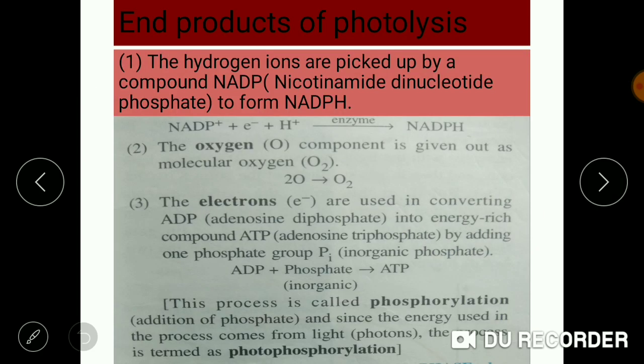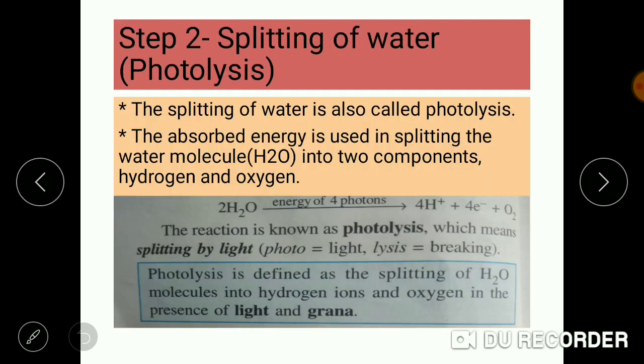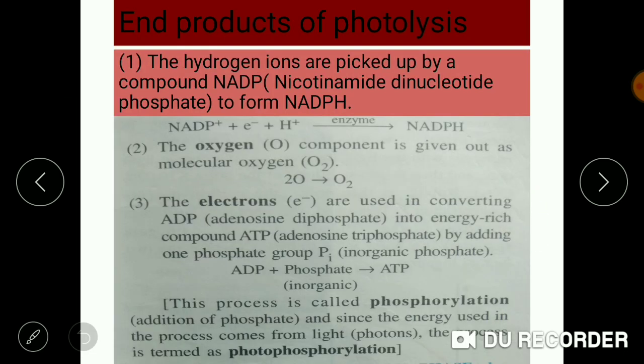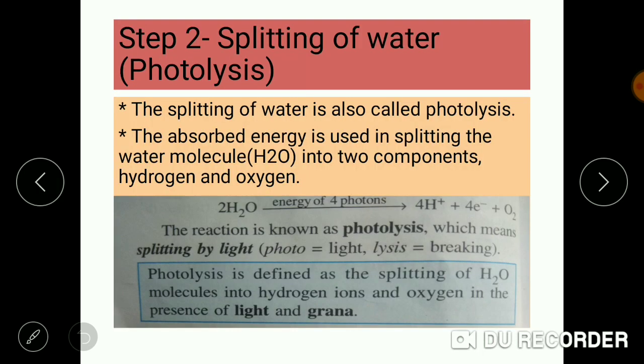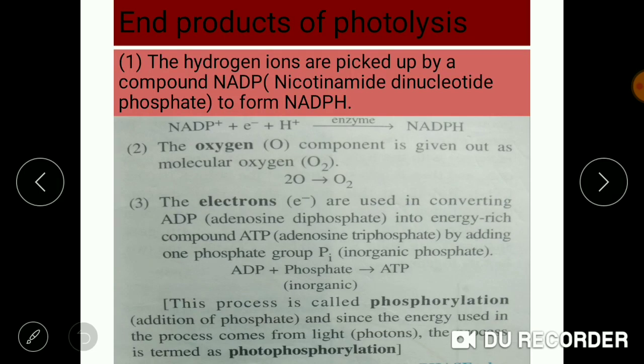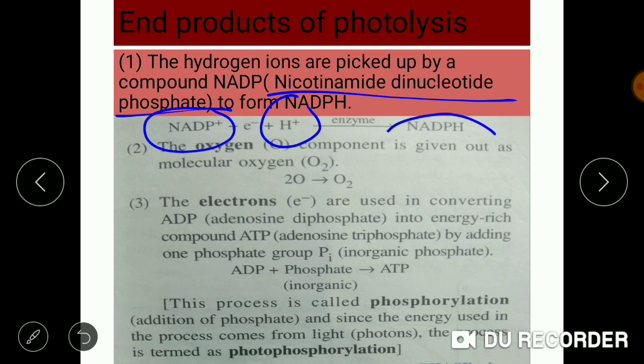Now we'll talk about the end products of this photolysis. As a result of photolysis, hydrogen ion and oxygen molecule are released, as well as an electron. Now see, this hydrogen ion is being utilized by NADP. NADP is nicotinamide adenine dinucleotide phosphate, which is a compound. The hydrogen ion combines with this compound and forms NADPH.